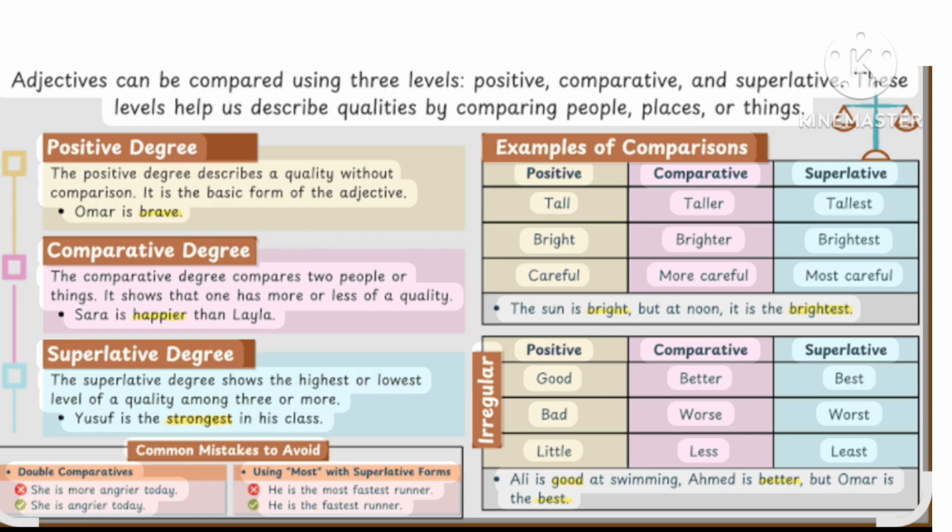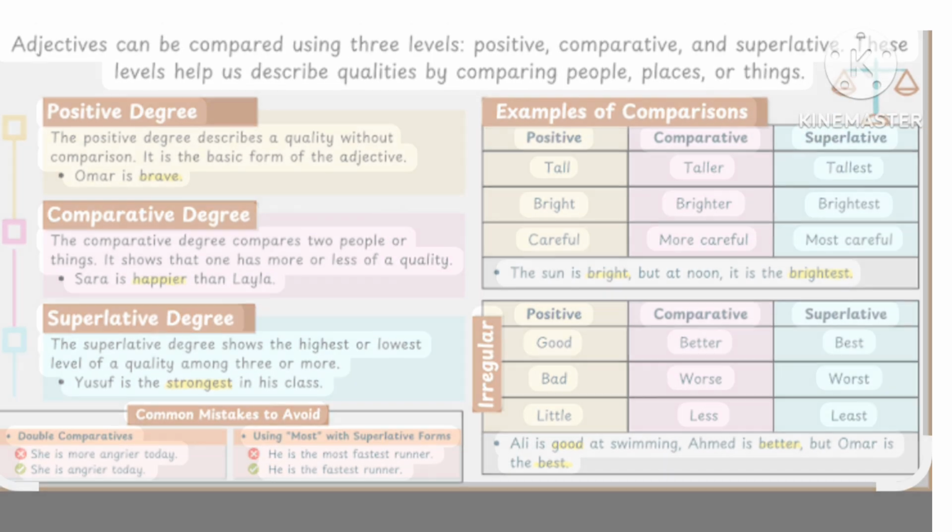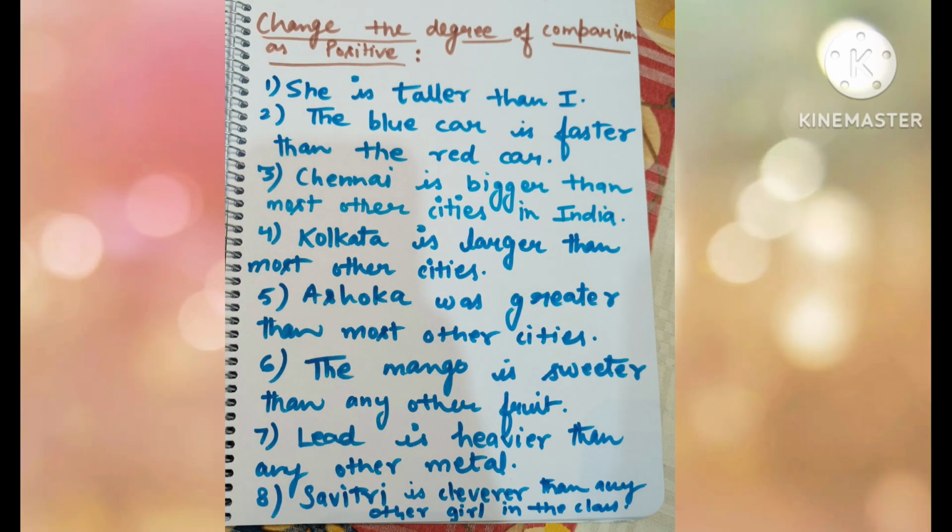We use these degrees to compare two qualities, and the number of objects that we compare can vary. Sometimes we compare one to many, and at times we compare one to one, and so on. So these are degrees of comparison. Now we directly switch to the exercise that we are going to learn.